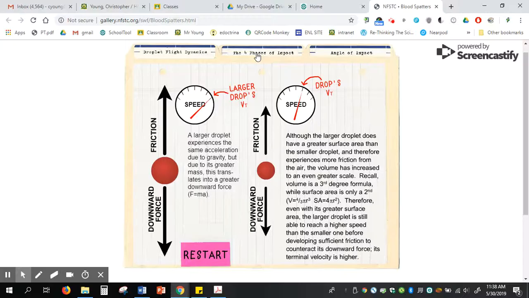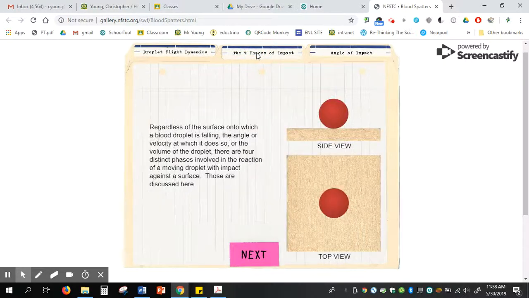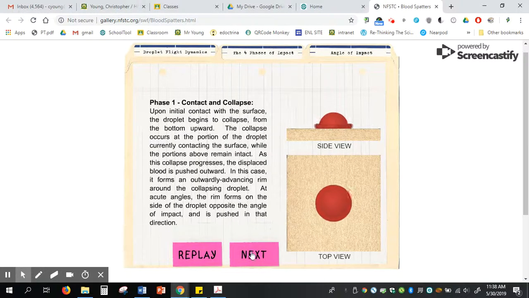Okay, tab 2 is the 4 phases of impact. Regardless of the surface onto which a blood droplet is falling, the angle or velocity at which it does so, or the volume of the droplet, there are 4 distinct phases involved in the reaction of a moving droplet with impact against a surface. Those are discussed here. I'm going to click through them, and you can hit pause to read about each phase.